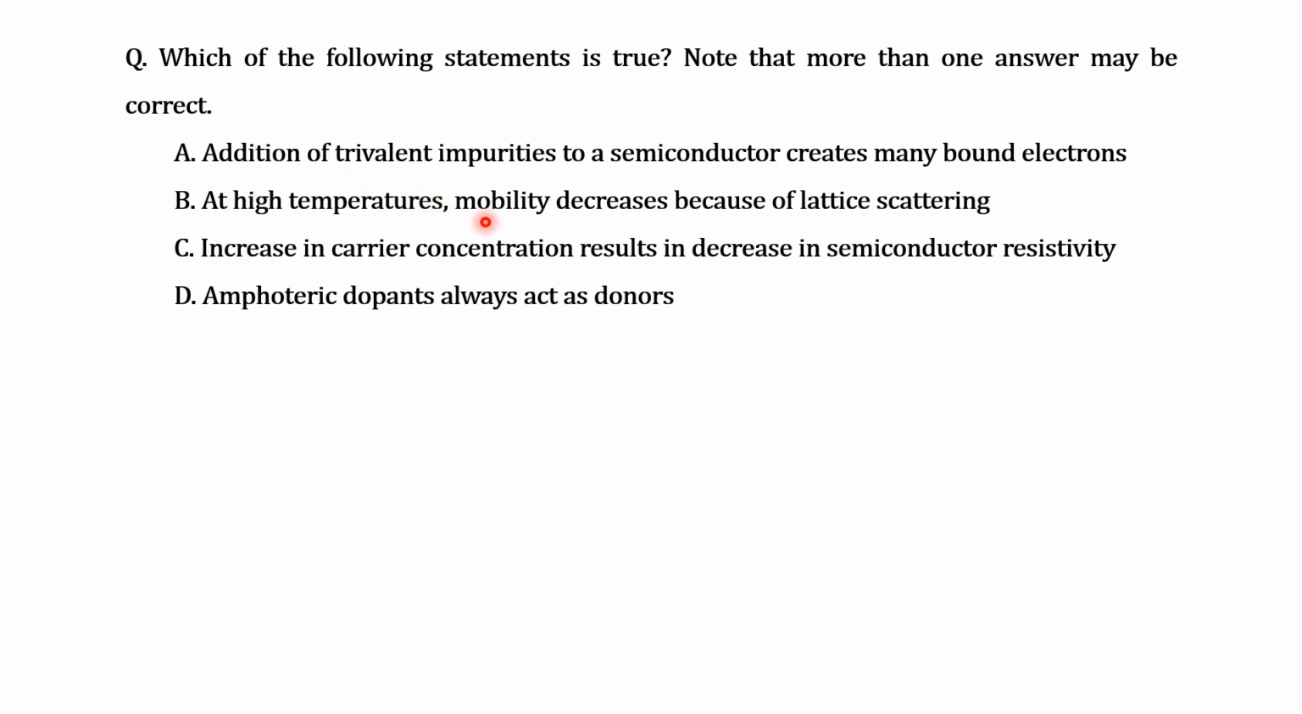At high temperature, one is mobility decreases, that is conductivity decreases because of lattice scattering. A large number of electrons and holes will be generated, and as the electrons move inside the material, what happens? They get scattered from other atoms, and as a result, mobility will decrease. But at the same time, whenever we are increasing carrier concentration, the conductivity increases. Conductivity increases means that resistivity will decrease. So is it clear?